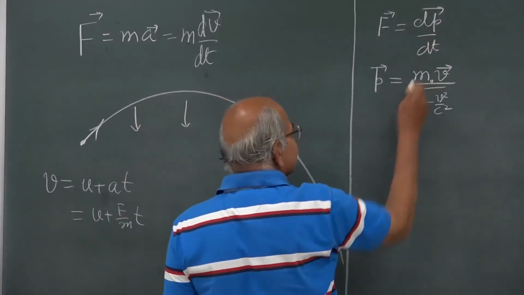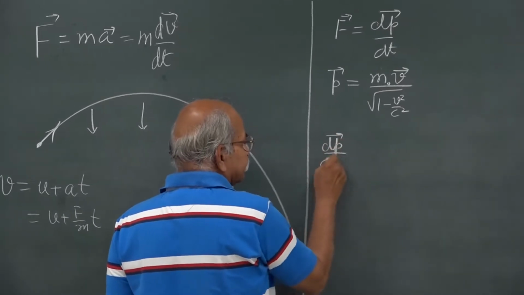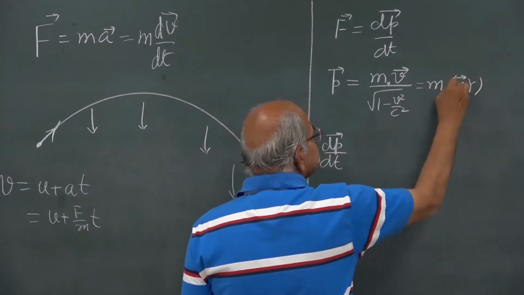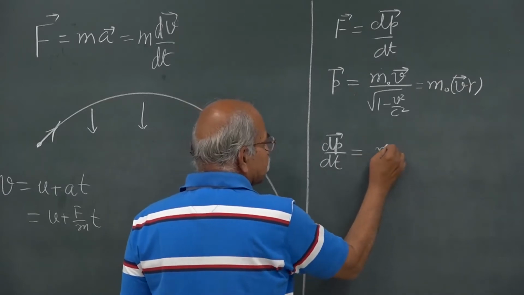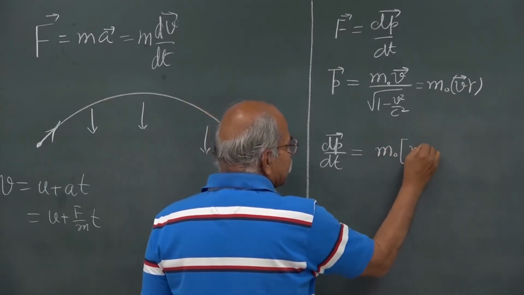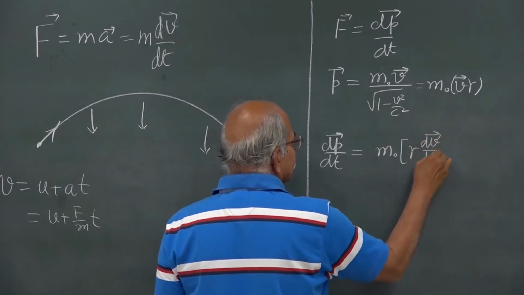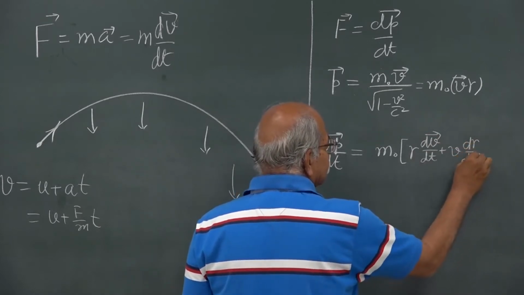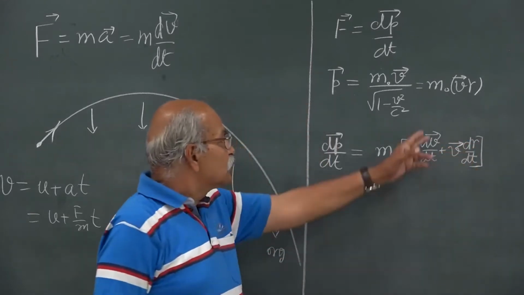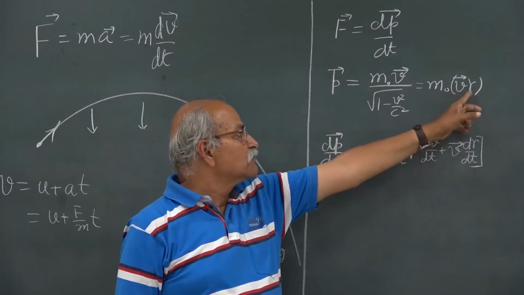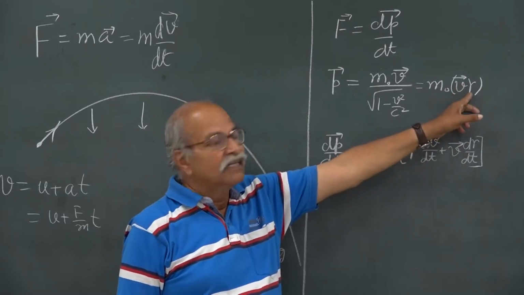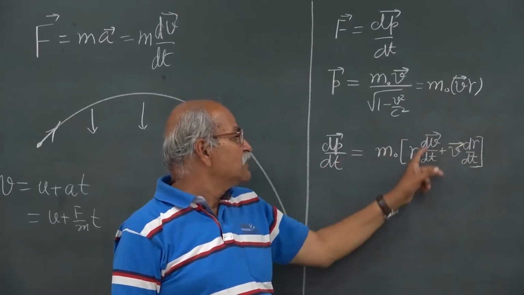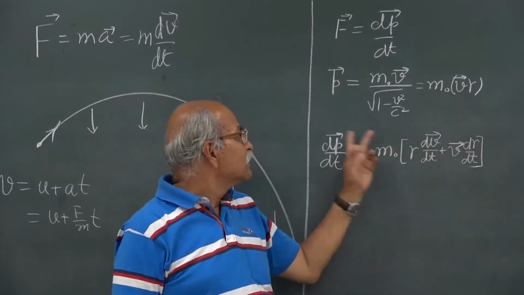So, just look at this dp/dt. Let me write p as m naught v gamma. So dp/dt, if you write, is m naught times gamma dv/dt plus v times d gamma/dt. Just differentiation of these quantities: a product of two quantities, both depend on v, and v depends on time, and therefore you have that product rule, which gives gamma dv/dt plus v d gamma/dt. That is dp/dt.